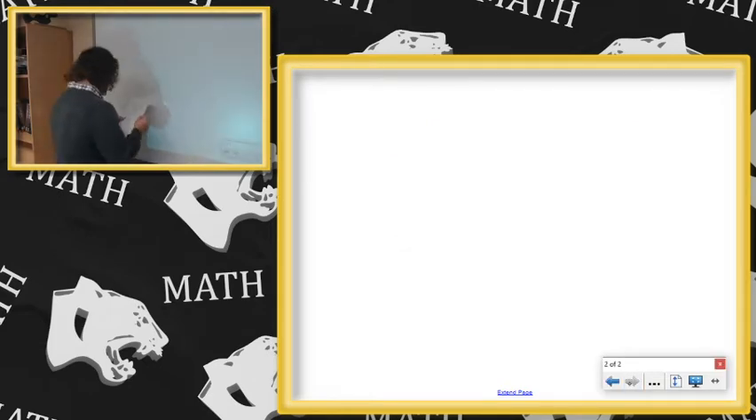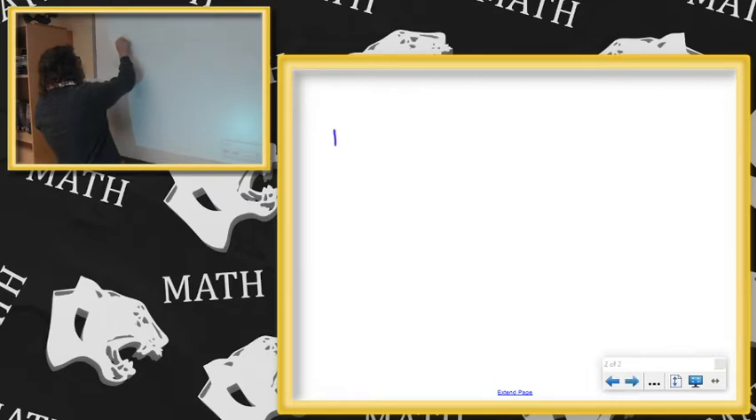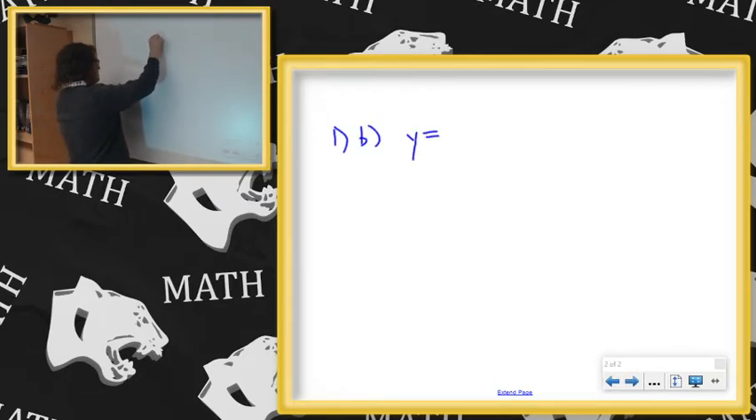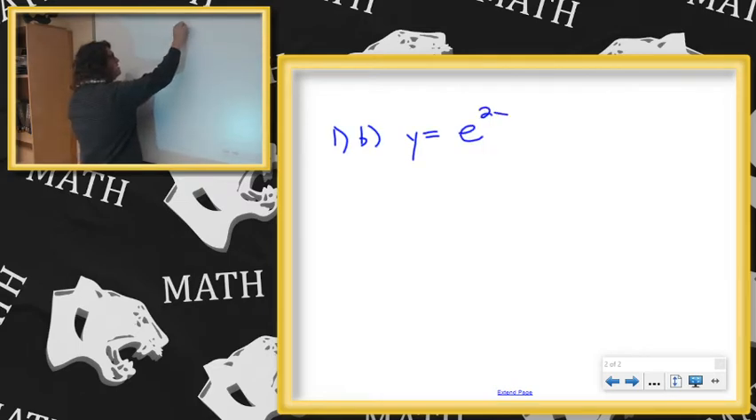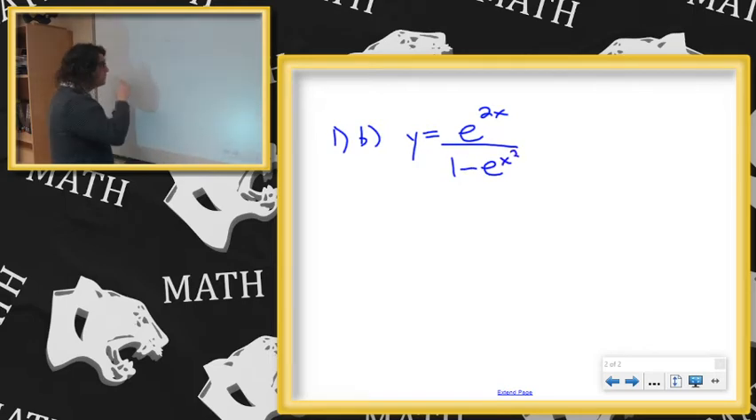Next up, we have for 1b, we're given that y is equal to e to the 2x over 1 minus e to the x squared. All right, so there's not really anything meaningful I can do here, I don't think, in terms of simplification to start with. So I'm going to go right into quotient rule.